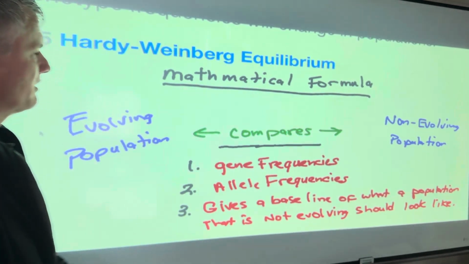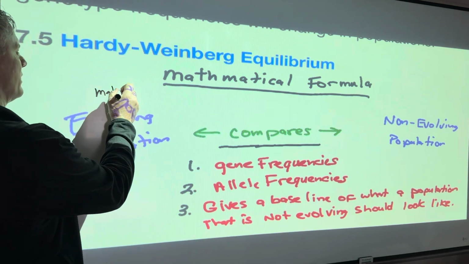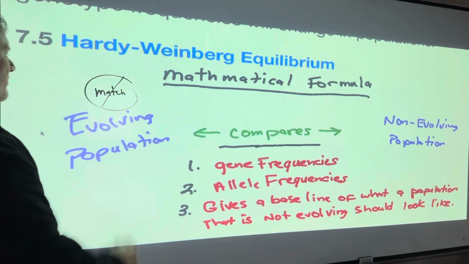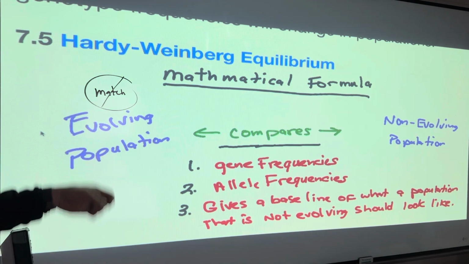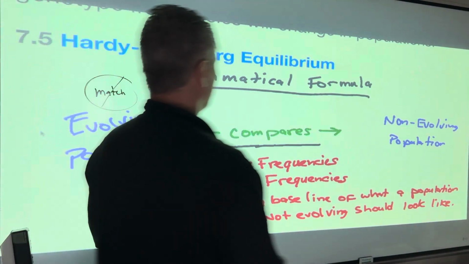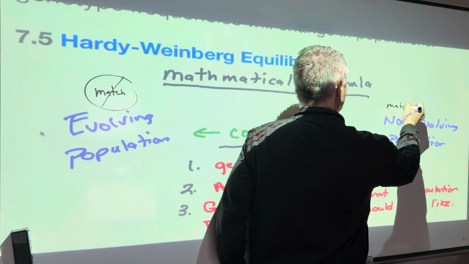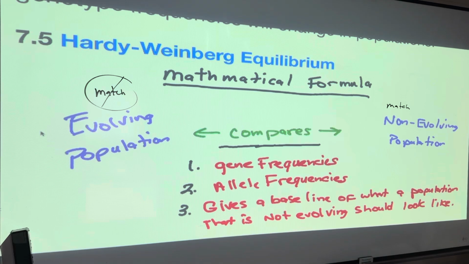And what they do is they look at that number, and let's say they go in and they count. If the number they get does not match what they're actually counting, that population is evolving, okay? But on the other side, if it does match, then we know that is a non-evolving population. Now keep that in mind.